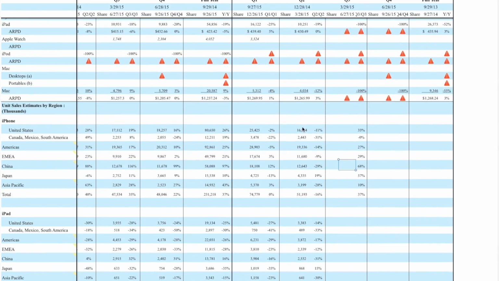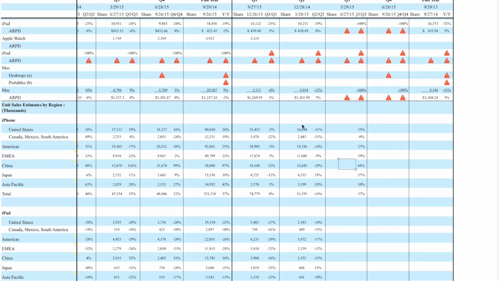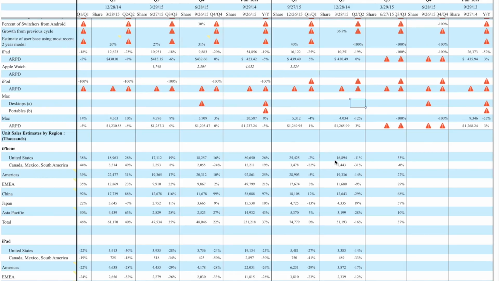So these are the estimated unit shipments of iPhones to each region. And these estimates are derived by assuming that each region has roughly a similar distribution of iPhone sales. Now, in reality, iPhone sales are probably more concentrated in the United States, China, and Japan. So these 3 numbers would probably be a little bit higher, but it would be taking away from numbers such as in Canada, Mexico, and South America, and Asia Pacific.